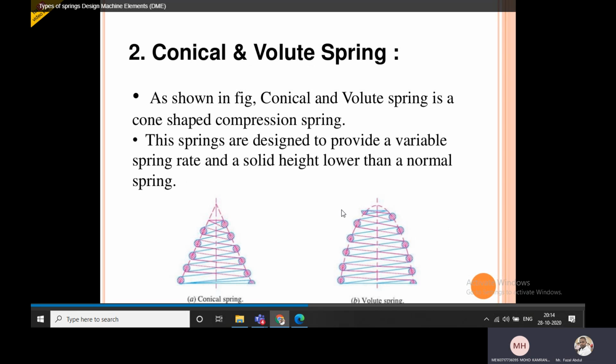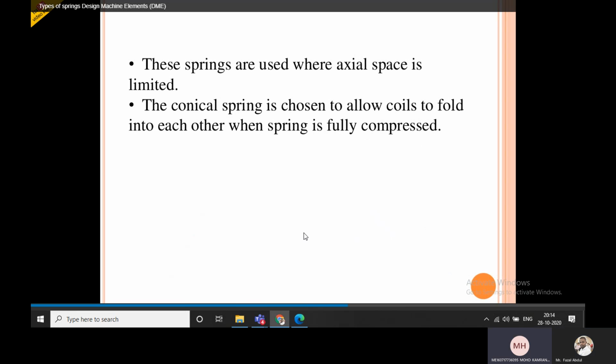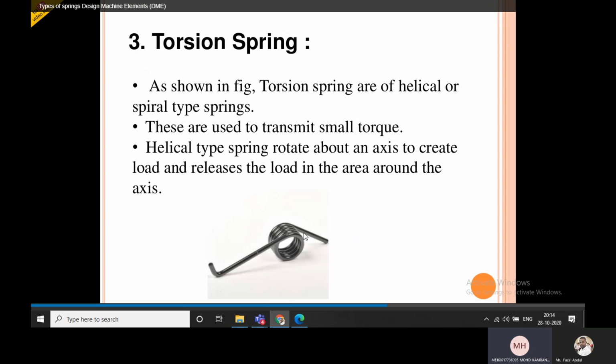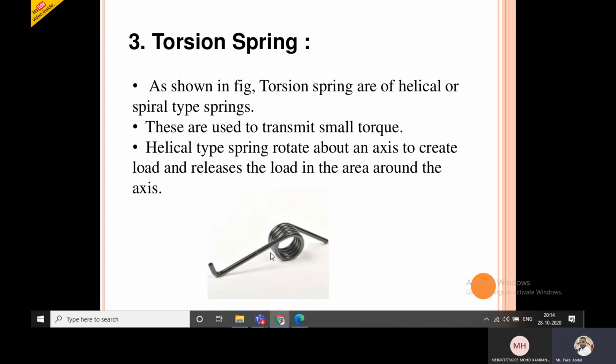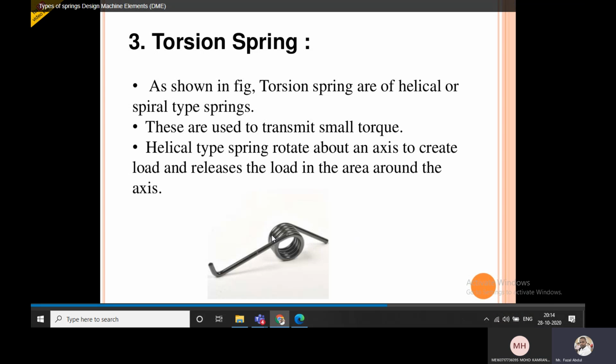This is a conical spring. This is a torsion spring. This type of torsion spring you can find in the clips used to hold clothes. There you can find this type of torsion spring.